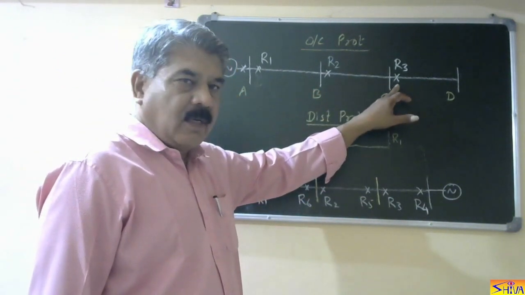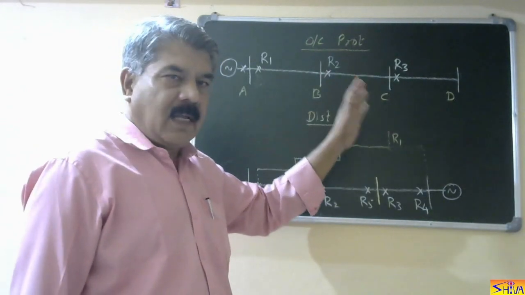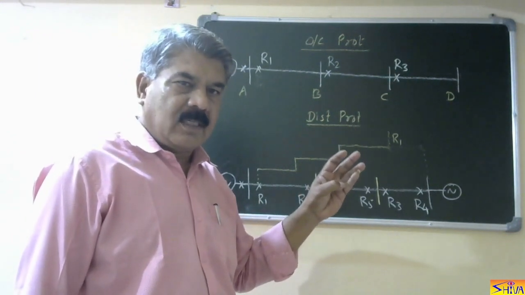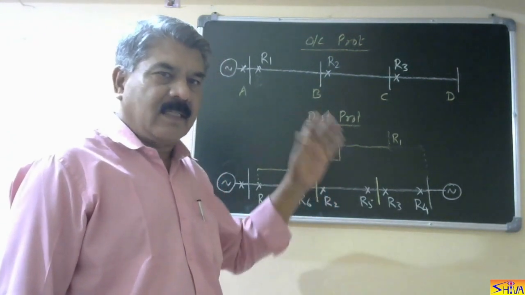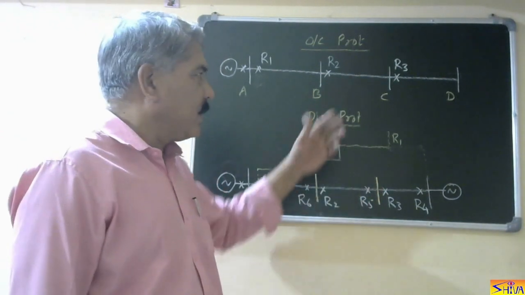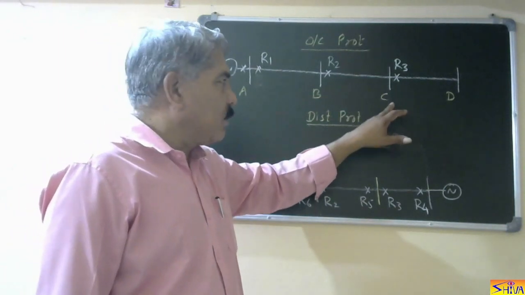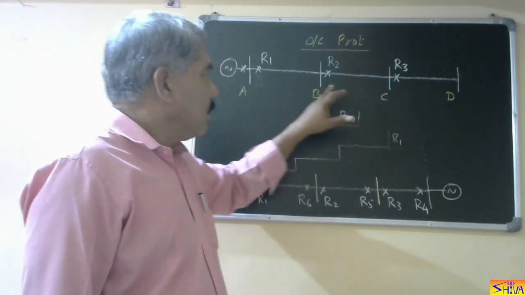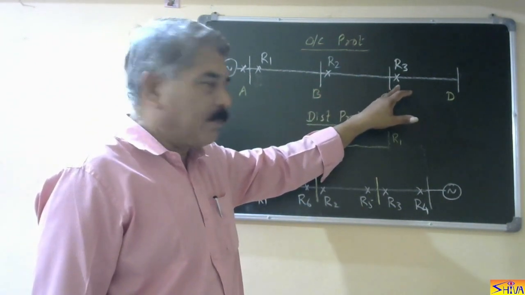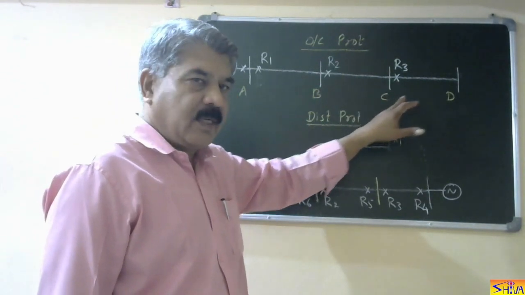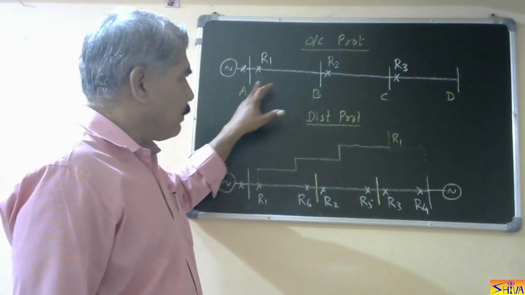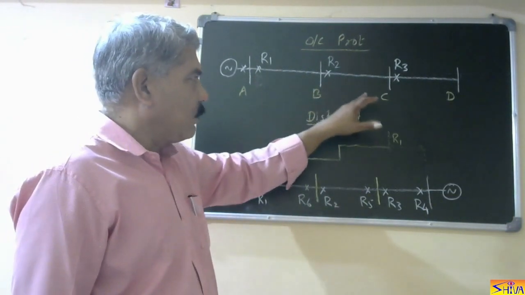Relay R3 is an overcurrent relay. Now this can be any type of scheme: definite time relay, instantaneous relay or IDMT relay, that is current graded protection, time graded protection, or current plus time graded protection. So here R3 is providing protection to line CD. R2 is providing primary protection to line BC and it is acting as backup protection to R3, that is backup protection to line CD. R1 is providing primary protection to line AB and backup protection to line BC.